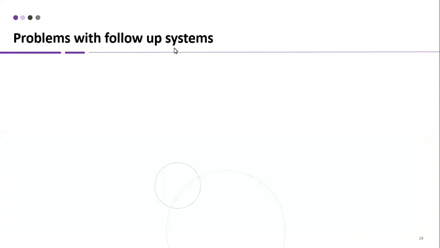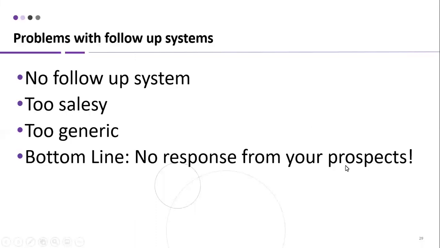So with this, the problem with a lot of the follow-up systems in the real estate industry as they currently are, the first problem is that most agents I talk to have no follow-up system. Again, there's not going to be a way for you to get to the level of production that you're looking for if you don't have a follow-up system that's helping you get there. The second problem that I see with a lot of follow-up systems is they're too salesy.